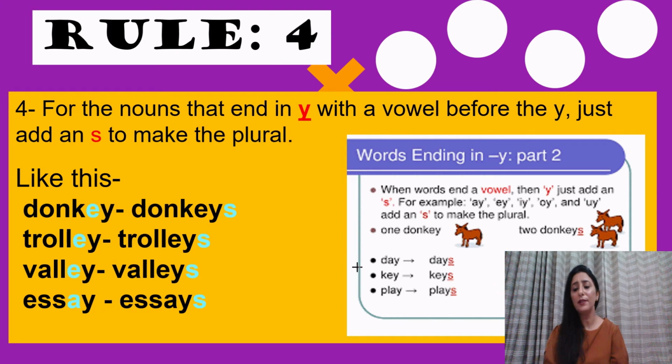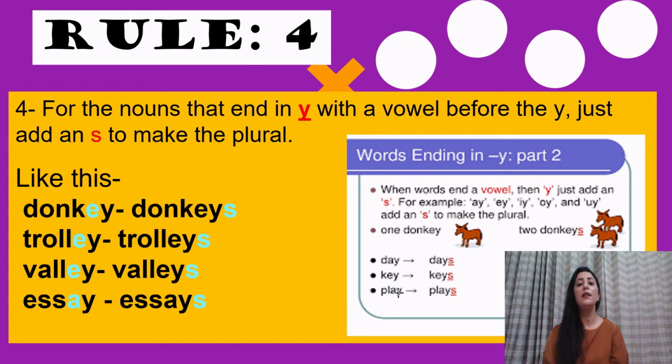We have some more examples here on the screen. Day becomes days. Now the word days ending with Y, and before Y there's a vowel. So we'll simply add S to form its plural form. Now the word key, it is ending with Y, and before Y there's a vowel E. So we'll add S to form its plural form.